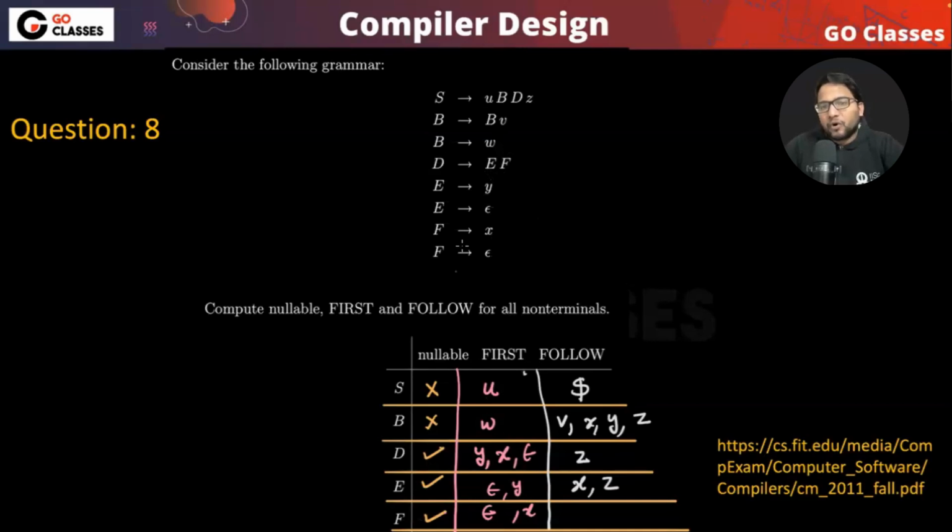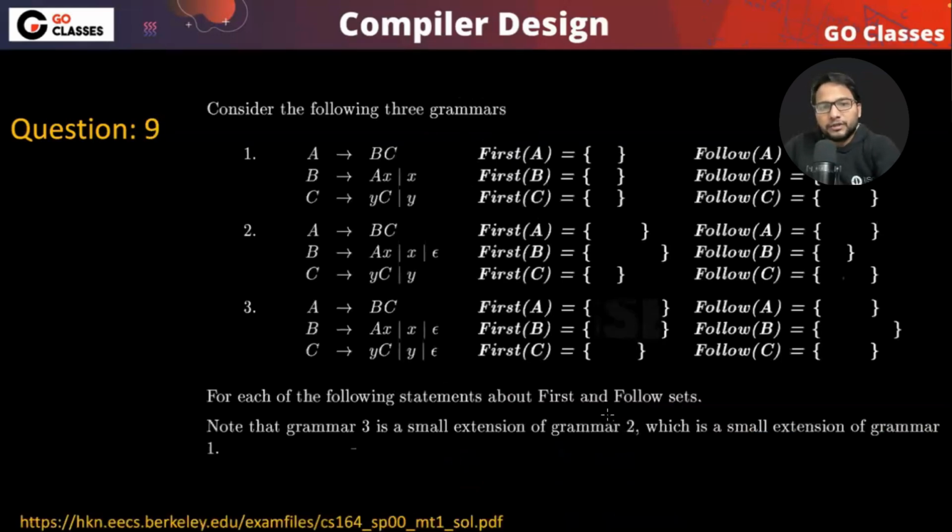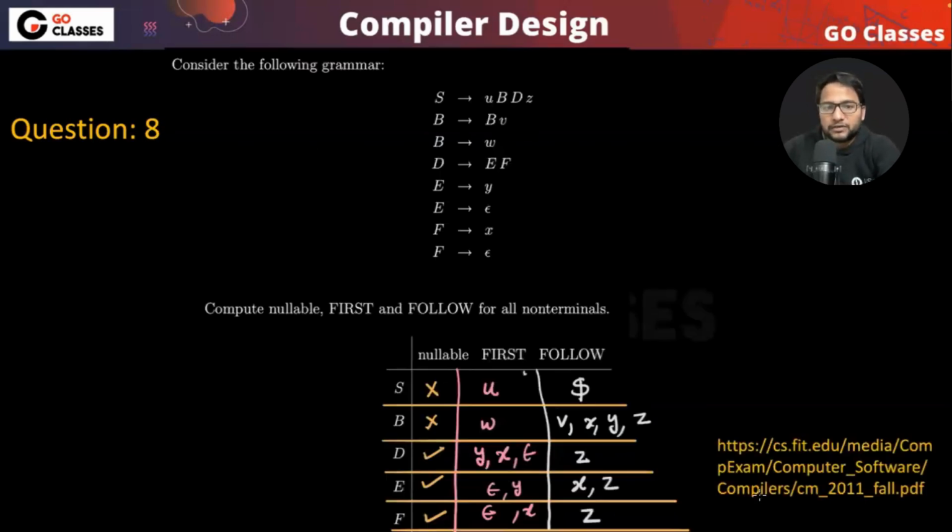Now tell me, what is the follow of F? Follow of F, right? F is coming at this place, which is same as follow of D. So what is the follow of D? Z. So that's why Z will be here. Understood? Let's just quickly match with the answers. Okay, I don't have the answer for this particular question, but I hope you understood, right?